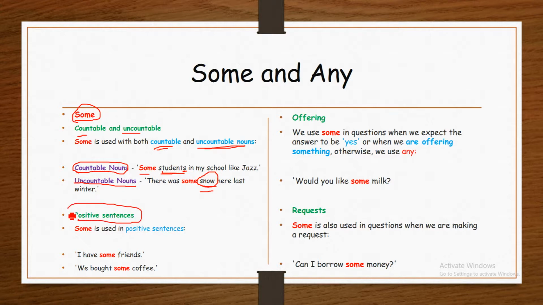Some is also used, as I told you, in positive sentences. I have some friends. It is a positive sentence and the noun, friends, is countable. We bought some coffee. It is a positive sentence and an uncountable noun. It can be used with countable and uncountable nouns.